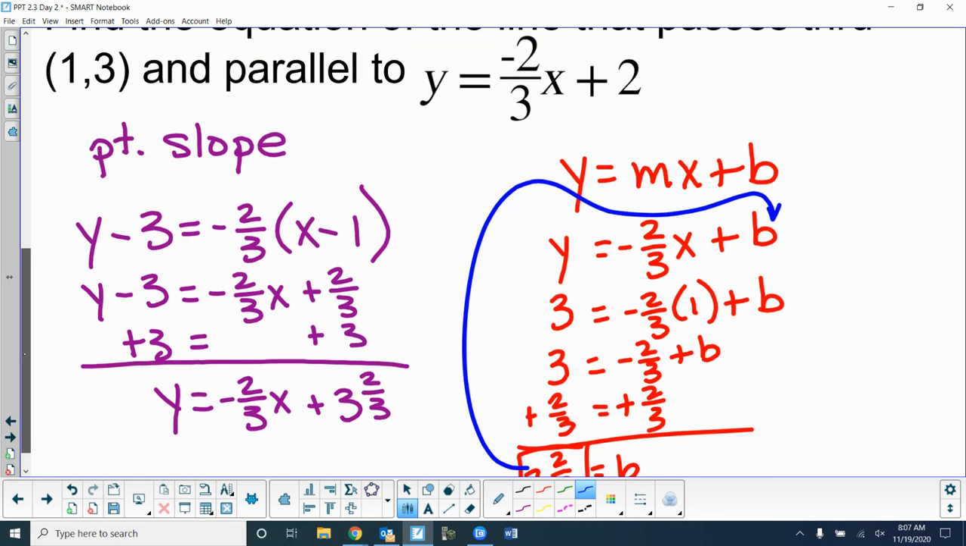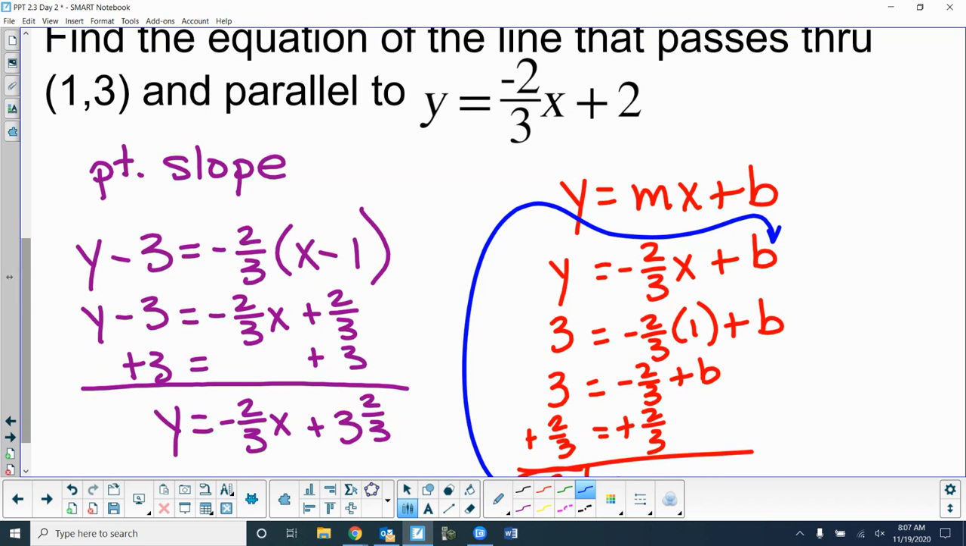What if I change this up? What would change if I said perpendicular there instead of parallel? What would I have to change up? The slope. What would I use for slope? Positive 3/2. Okay? Opposite, positive, reciprocal, flip it. Everything else I would do the same. Does that make sense? That's basically it for today.